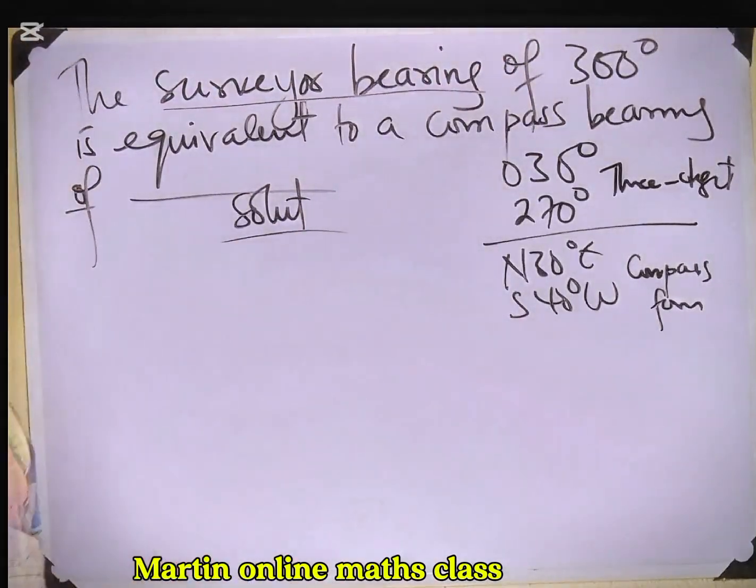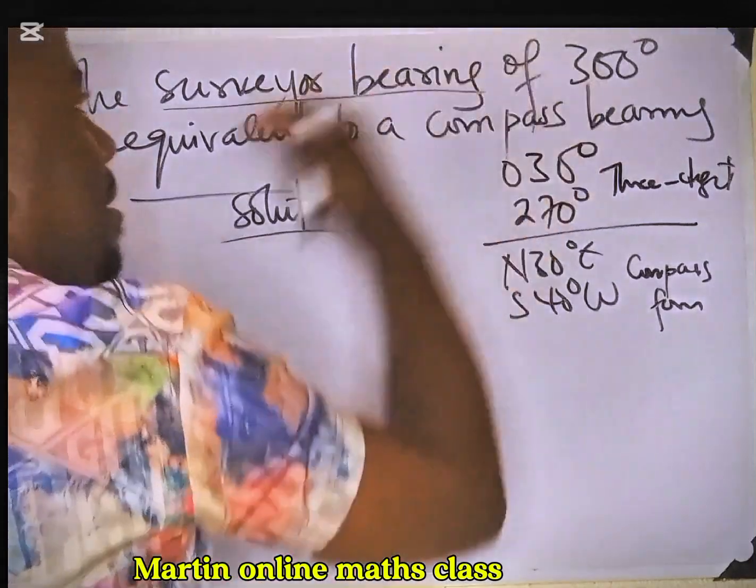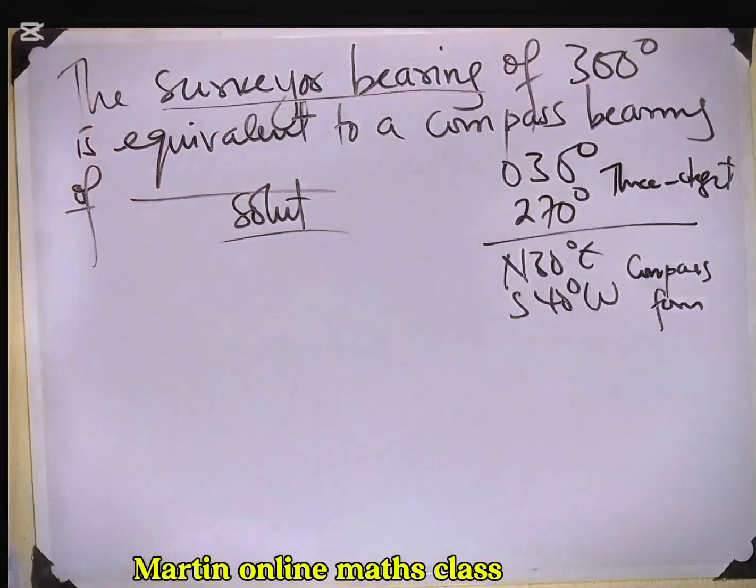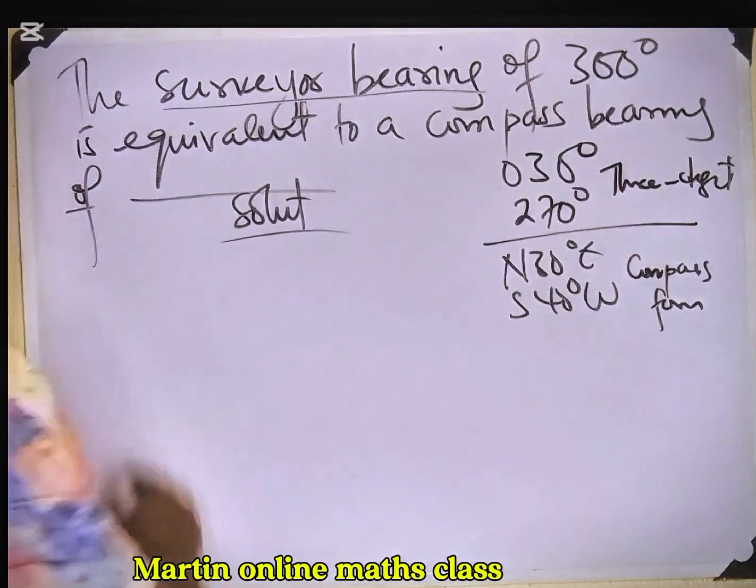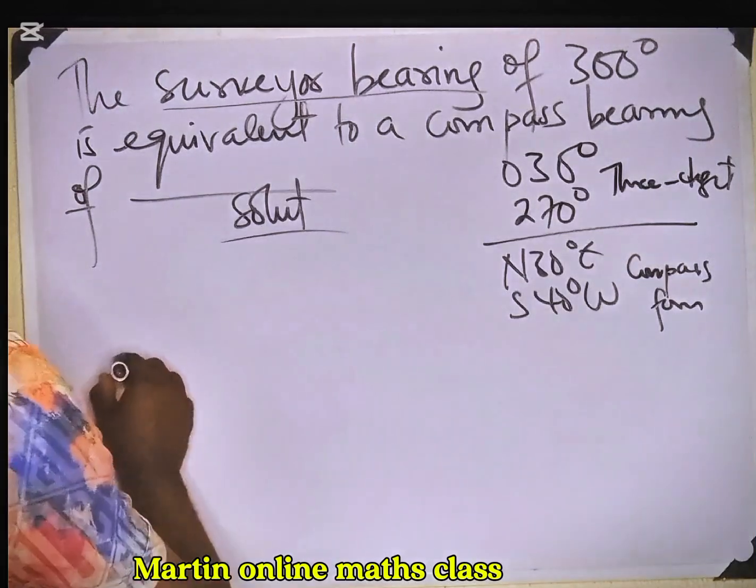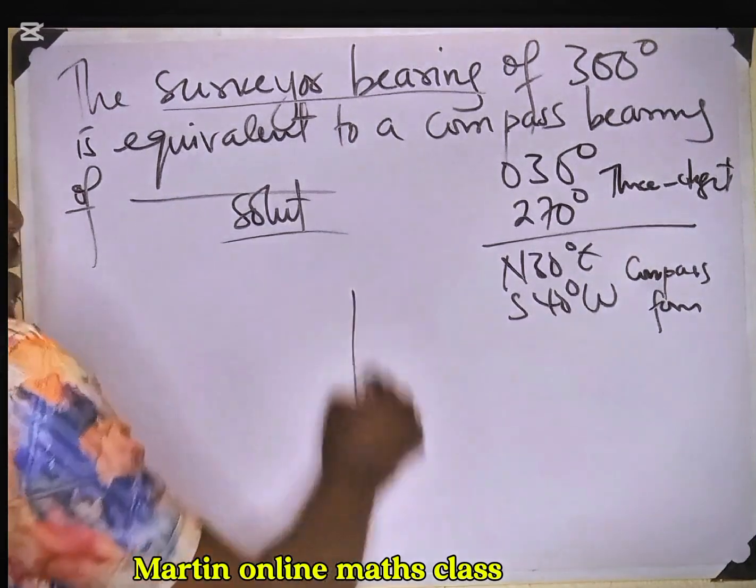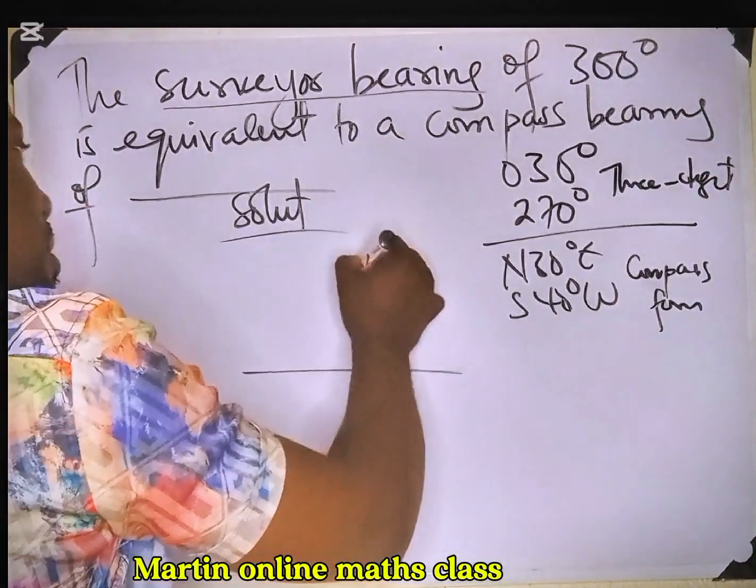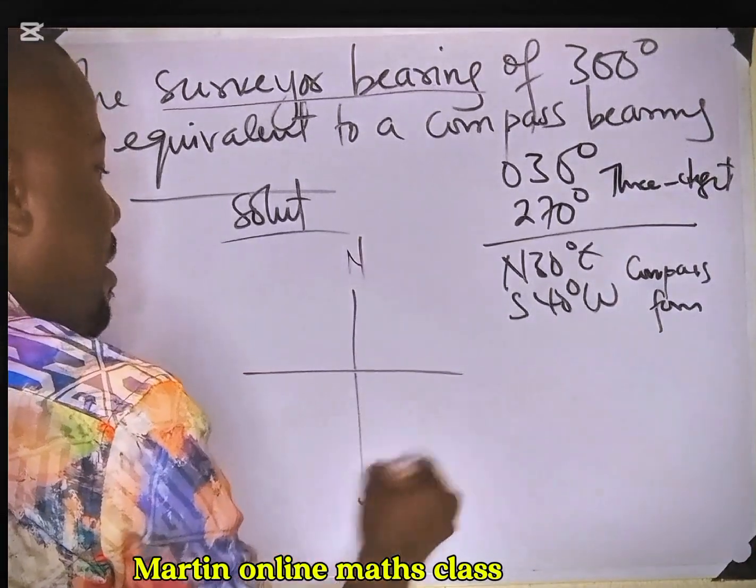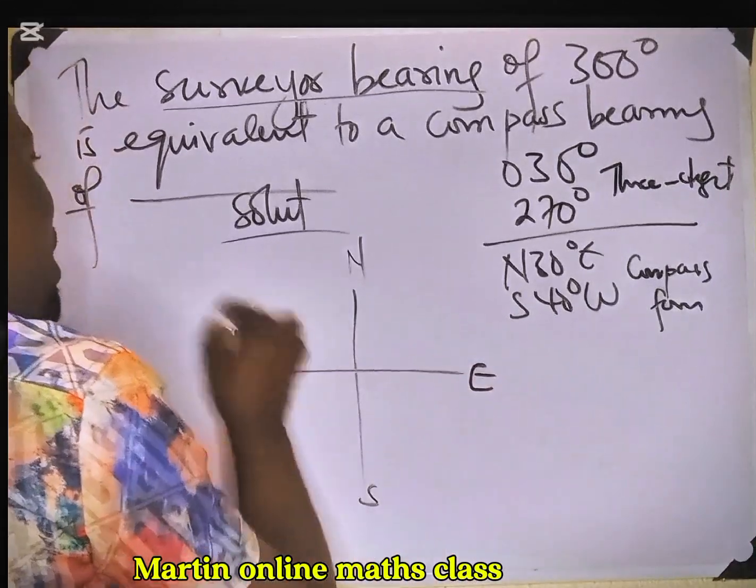Good. But before we can represent 300 degrees in compass bearing, we need to represent this in a diagram. And to place the diagram, the first thing to do is to sketch the 4 cardinal directions, which are north, south, east, and west.